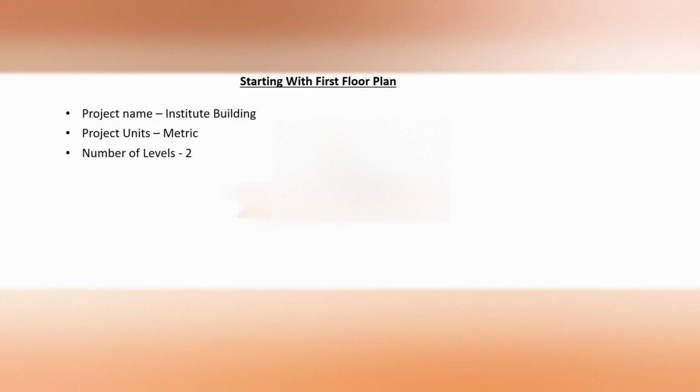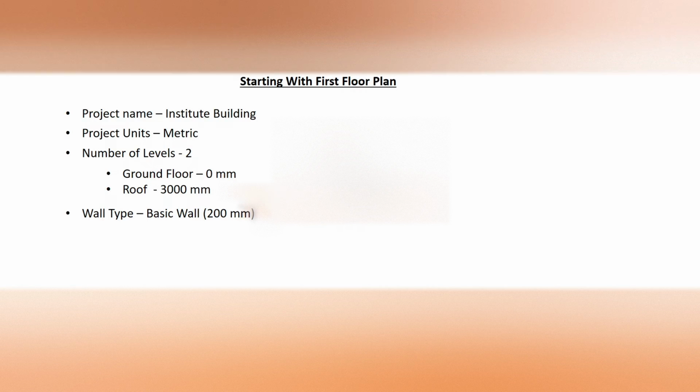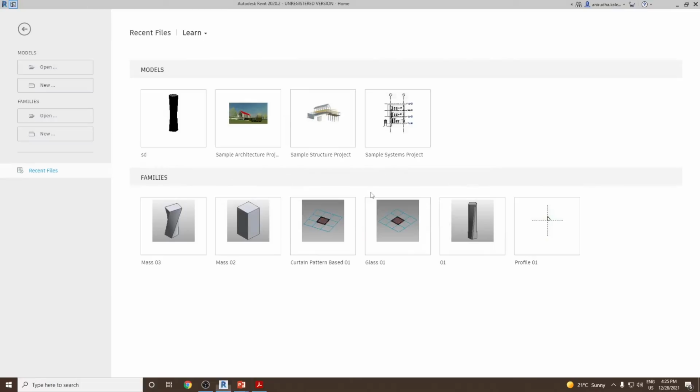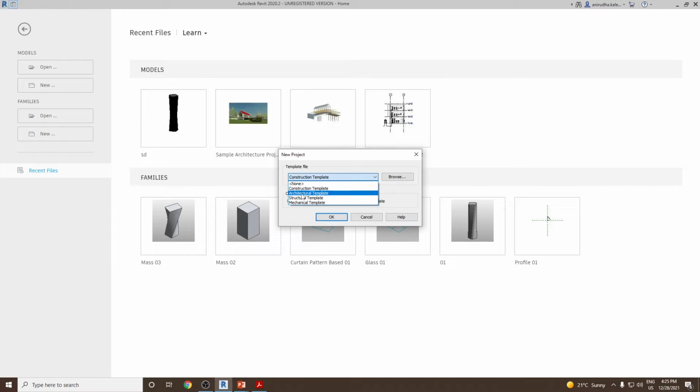Next, we need to have number of levels as 2, namely ground floor, which is at 0 millimeter, and then roof, which is at 3000 millimeter. The wall type which we are going to use to create our floor plan should be basic wall, which should be 200 millimeter in thickness. So let's switch to Revit and start with our project. To start with, let's go to new and select architectural template and then click OK.